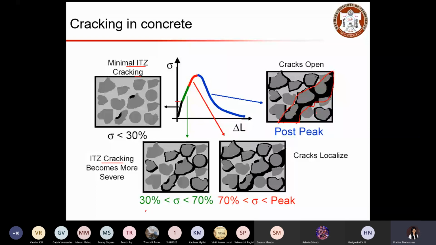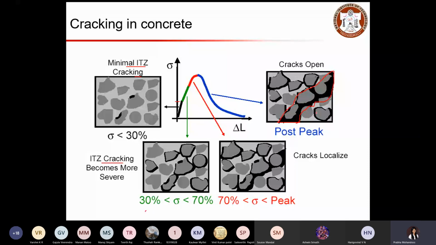In some cases, as the strength of your concrete increases, especially with high strength concrete where the compressive strength is greater than 60 MPa, in that range your cement paste and concrete will have almost similar strength. In that case, you may end up seeing cracks through the concrete.